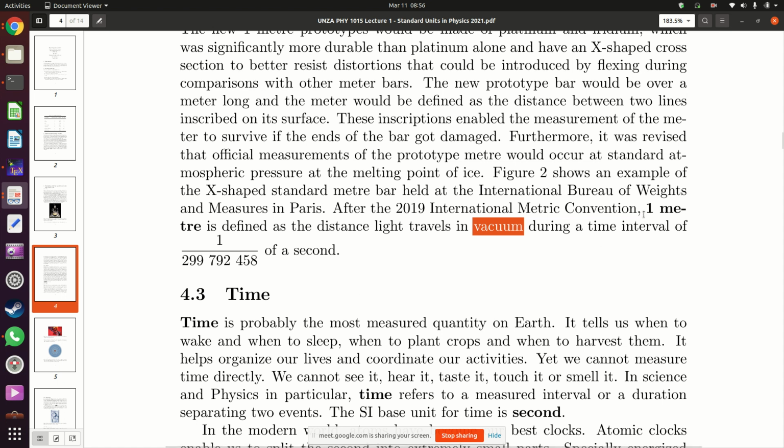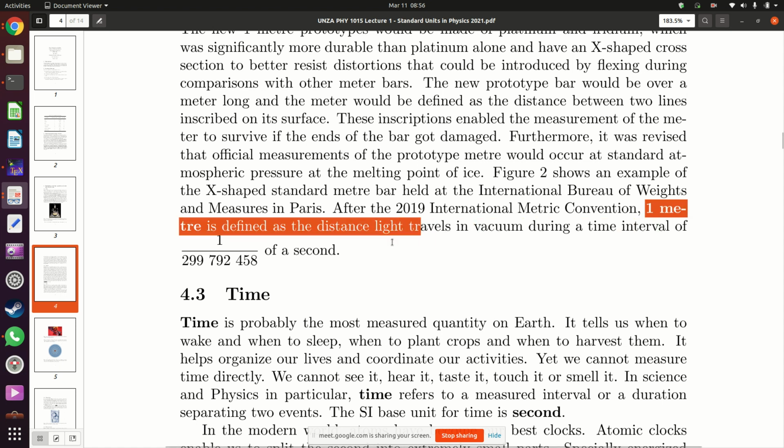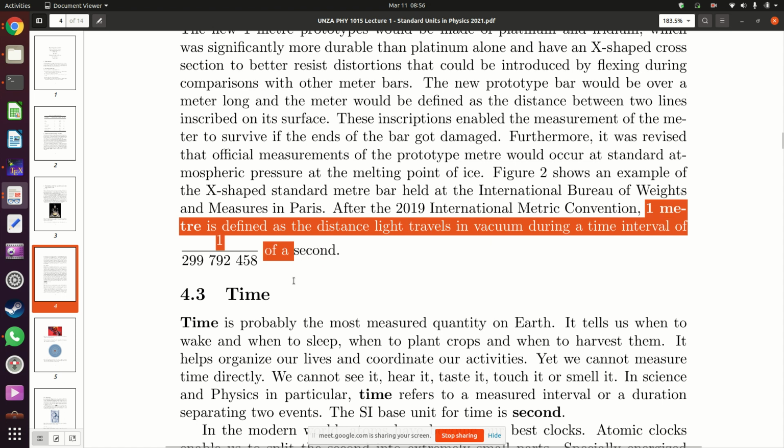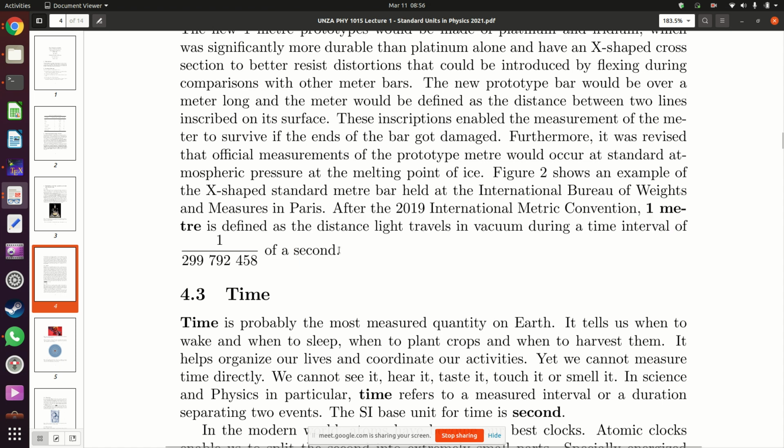So the meter is defined as follows in terms of the speed of light. 1 meter is defined as the distance light travels in vacuum during a time interval of 1 over 299,792,458 of a second. It's like you get the distance light travels in 1 second, then you divide it into that many equal parts. So in 1 over 299,792,458 of a second, light is going to travel a distance of 1 meter. Are we clear?